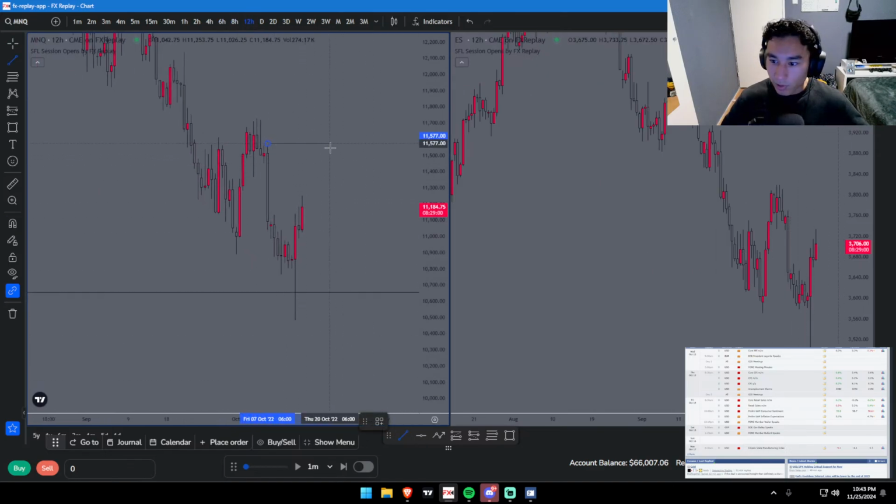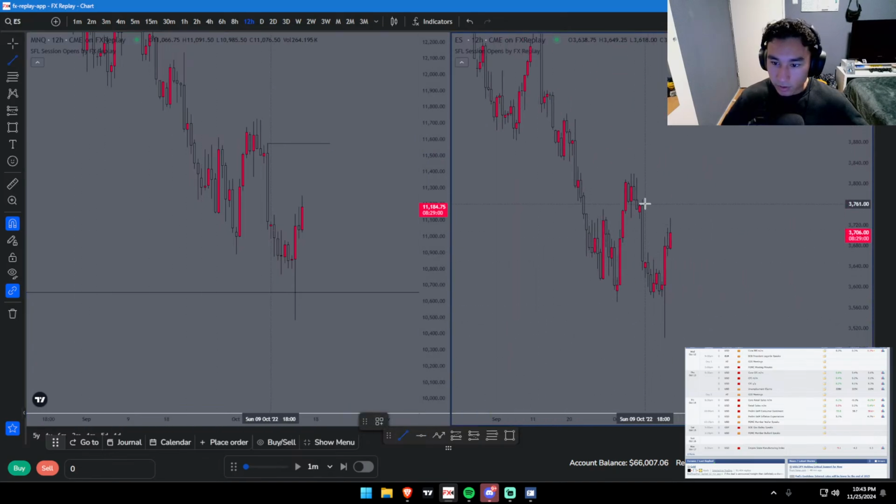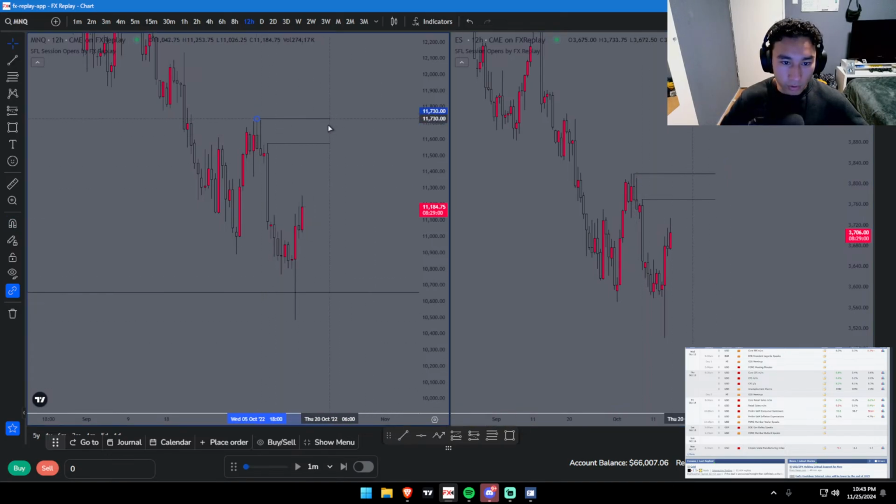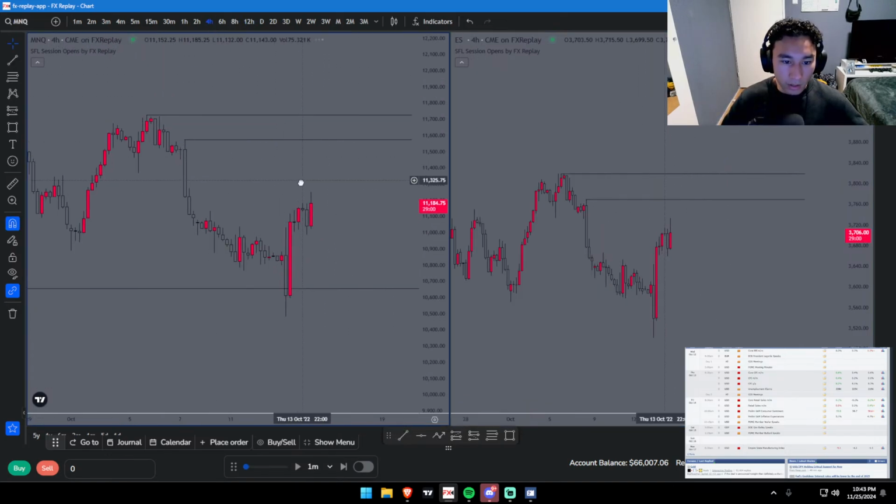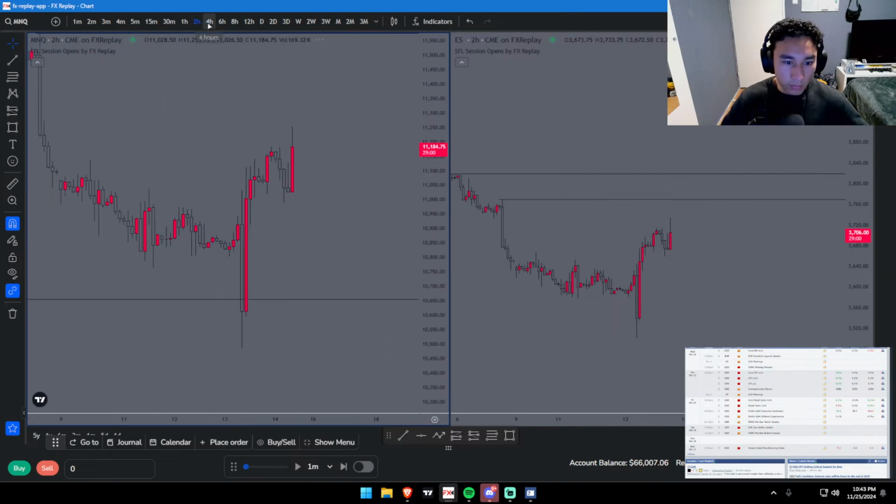This is a stage of accumulation in this market maker buy model. That will be a target here as well. This will be a target. This will be a target as original consolidation. And let's see what we have here where we traded into.